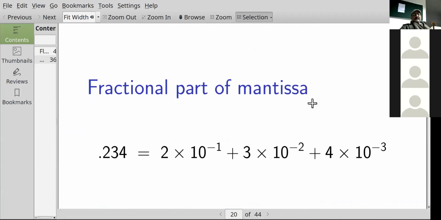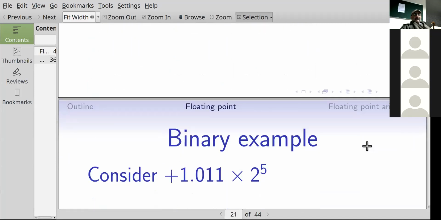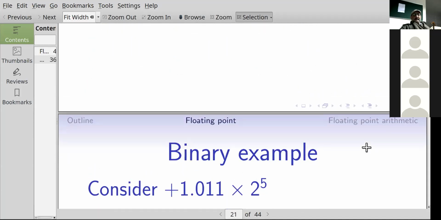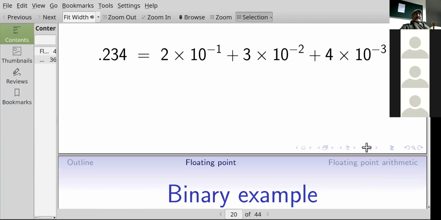Now what we do is we take the fractional part of the mantissa. Okay, we had 1.234, take out the 1, because storing a 1 is easy, so we don't need to worry about that really. So this is a 0.234. Now let's expand that out. That's 2 times 10 to the minus 1 plus 3 times 10 to the minus 2 plus 4 times 10 to the minus 3. All right? So now let's think in binary.